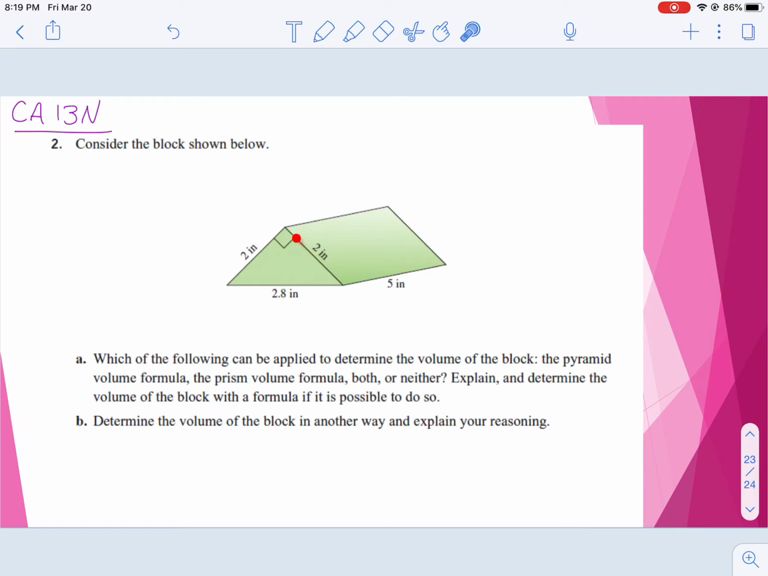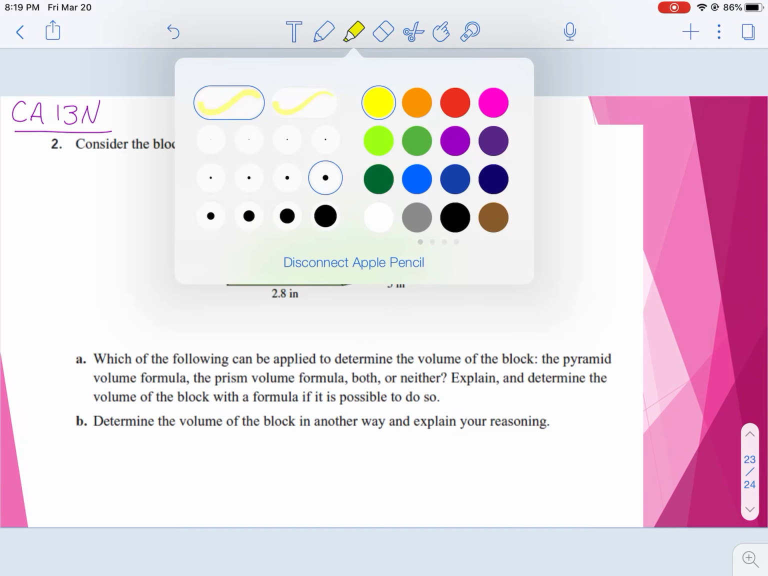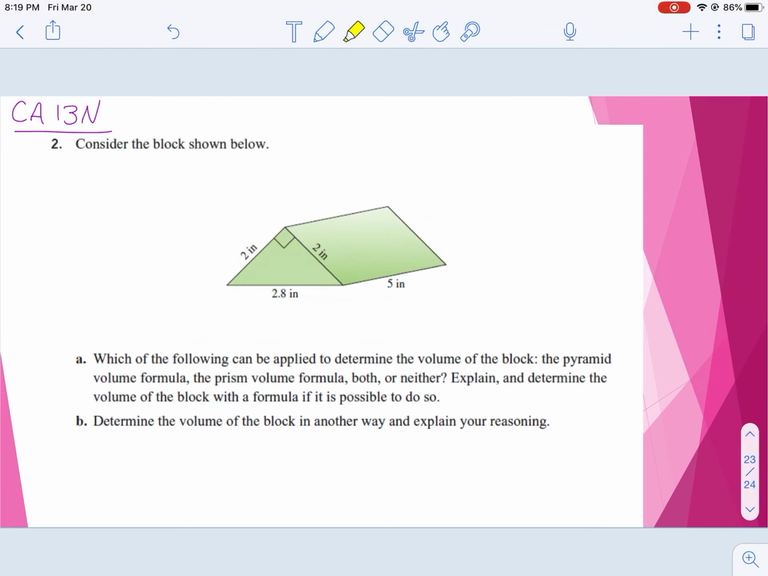But this is a triangular prism. We have two bases that are triangles, so that's a prism, and so it's a triangular prism. This asks us to figure out how we are going to find the volume of the block. Is this the pyramid volume formula or the prism volume formula? Both or neither? And I feel like I kind of gave it away, right?